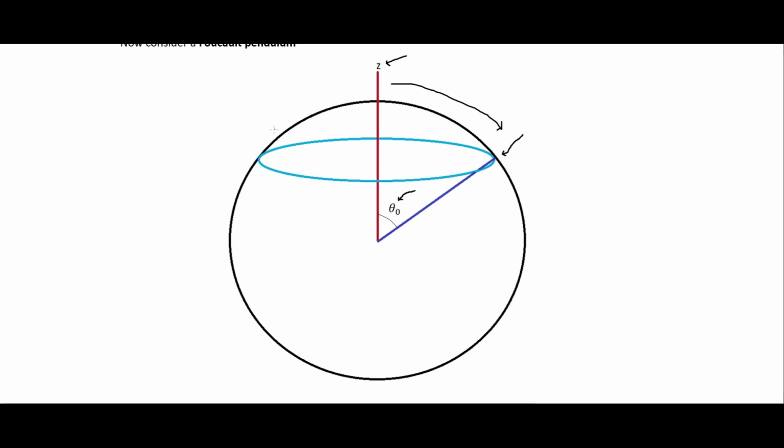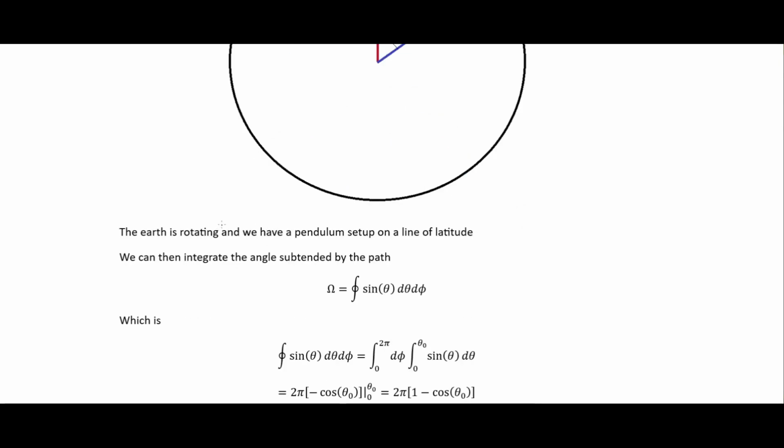And so this time we're actually saying that the Earth spins, and so we are looking at what happens after you make a full rotation. So if you start here with your Foucault pendulum, one full day, one full 24 hours passes, and you end up right back here again. So yeah, the Earth is rotating. We have a pendulum set up on a line of latitude. We can then integrate the angle subtended by the path. So that is this, remember.